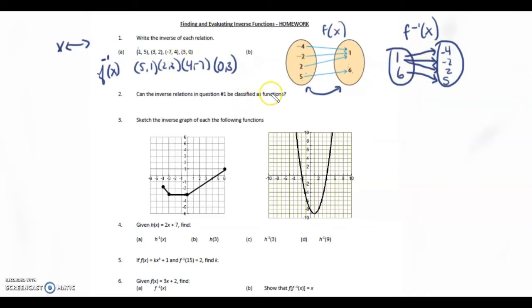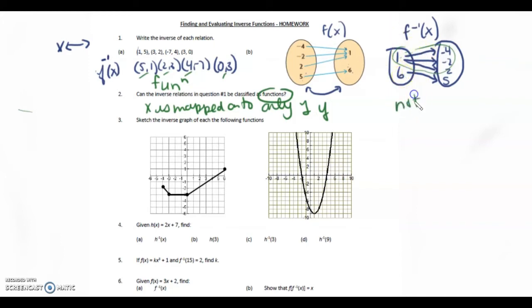Number 2 is asking us, are these functions? What we're doing for a function is looking at whether x is mapped onto only one y. In the first f inverse of x, the x values that we have are all different: 5, 2, 4, 0. So that is a function. Now, 1 maps onto negative 4, negative 2, and 2. Remember, if more than one arrow is coming out of an x value in the mapping, it is not a function.